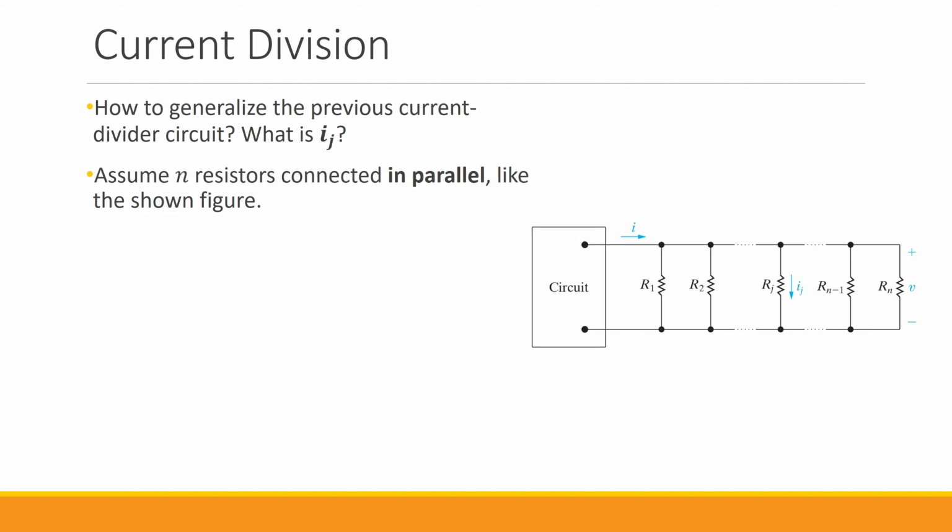So now that we have this, the question becomes, how can we generalize it to more than two resistors? The answer to that is very straightforward. Here we have this circuit that provides a fixed current to these resistors that are all connected in parallel. Since all of them are connected in parallel, the voltage across them is the same. So the voltage across Rn is the same as Rn minus 1, same as Rj, same as R2, same as R1, and same as here.